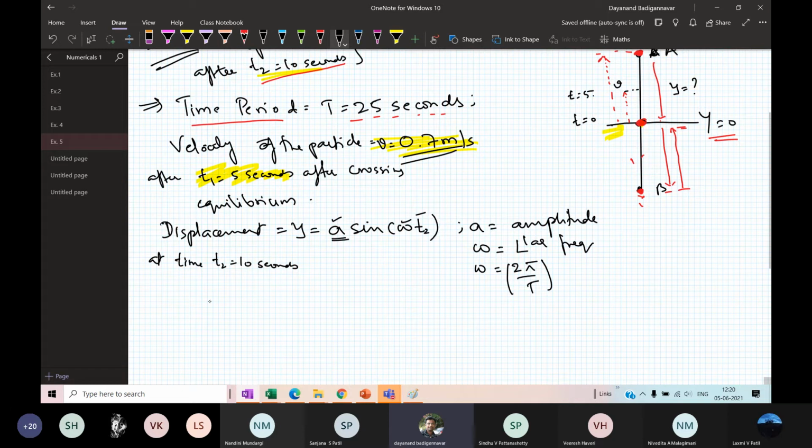Okay. So I should find a now. Therefore, amplitude is to be determined for this case. To get the amplitude, we will use the velocity given. So, using the velocity, I can find the amplitude. What is the velocity?